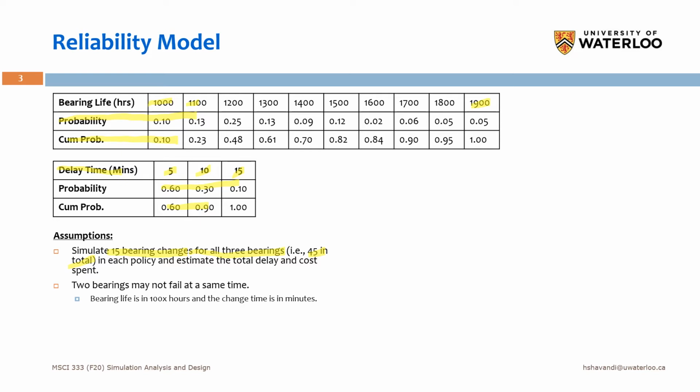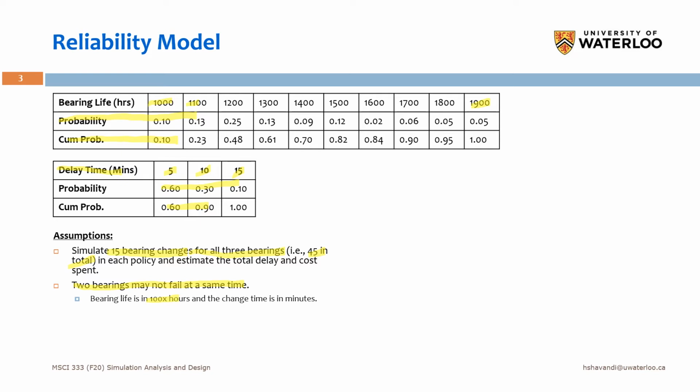Two bearings may not fail at the same time. In terms of probability, it's too rare. The probability could be very low in order to have this case, okay? And bearing life is in 100 hours, so it could be 10, 11, up to 19 minutes, okay?